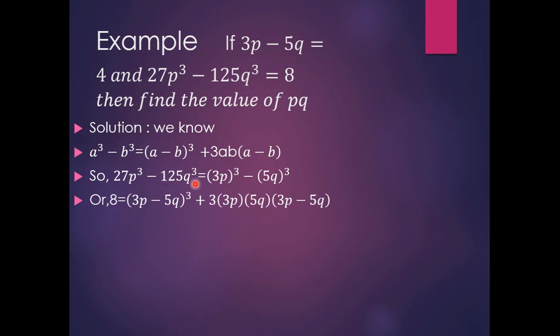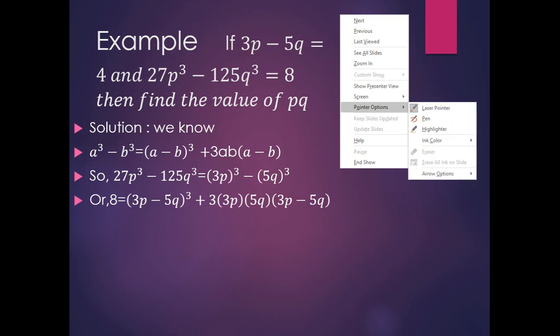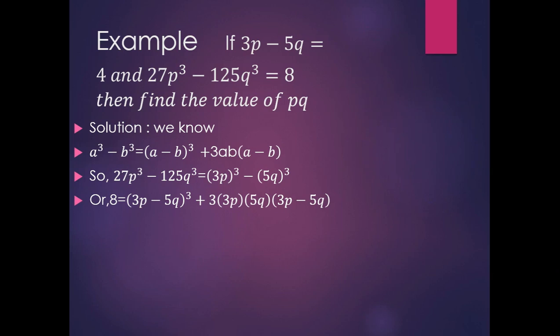So now here 27pq minus 125q whole cube equals to, from here 8 we can write, this left hand side equals to 8 we can write, and this equals to, the aq minus bq formula we can use, that is a minus b whole cube plus 3 times ab times a minus b. Okay, so the aq minus bq formula is used here. I have already mentioned the aq minus bq formula in the previous video also, but just for reminder I will mention it here so that it will be easy for you to understand.